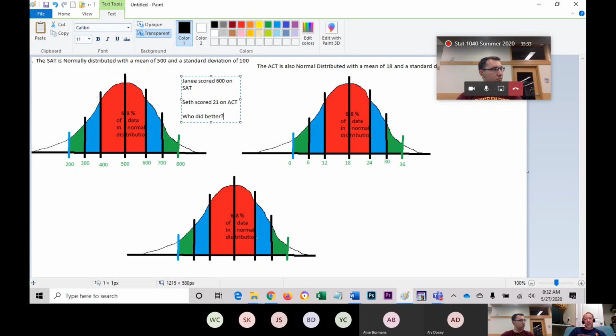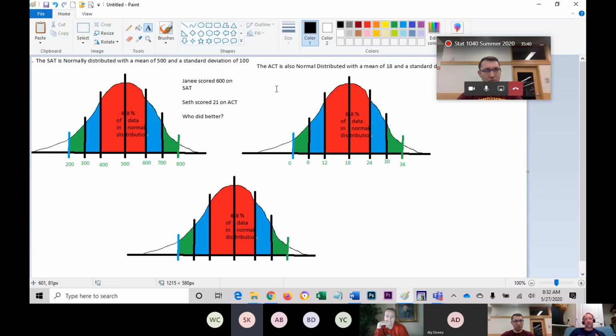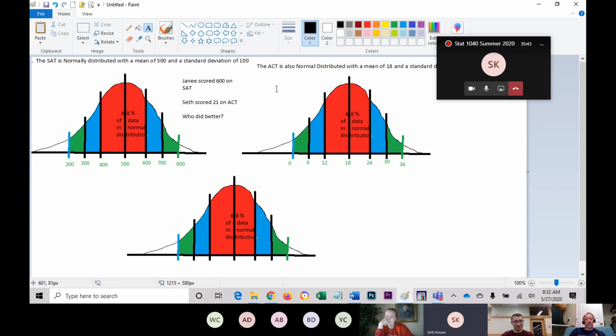Okay. Can you guys tell now that we've drawn these pictures who did better? Yeah, Janie. Why do we say Janie did better? Would it be because hers was up higher on the scale? Yeah, so she's exactly 1 standard deviation above. Whereas Seth is not quite, he's in the middle here, right? This is Seth's score. Seth's got a 21.